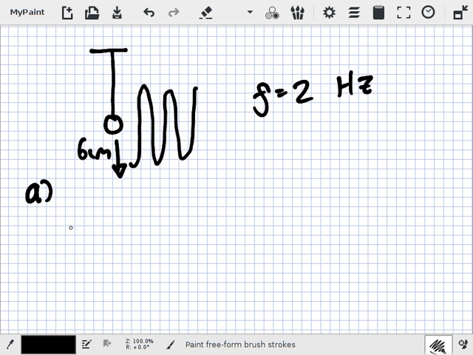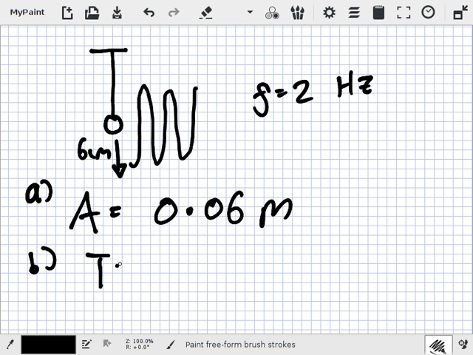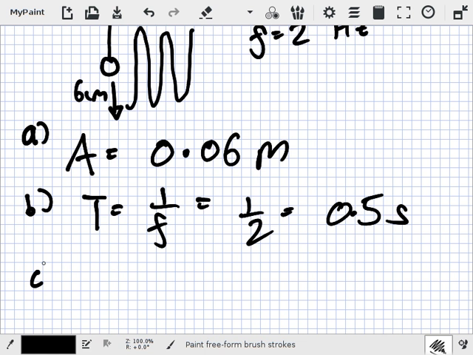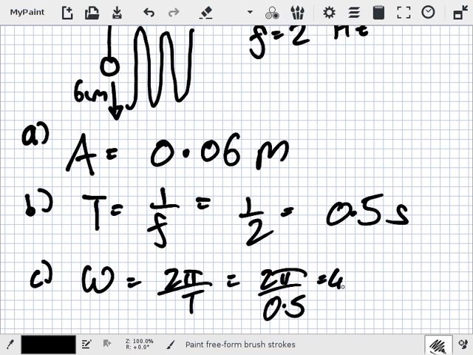What is the amplitude? Amplitude here is 6 centimeters. B. What is the time? The time is 1 over f, which is 1 over 2, which is half a second. So far so good? C. What is the angular velocity? Omega is 2 pi over T, which is 2 pi over a half, which is 4 pi, which is 12.57 radians a second.